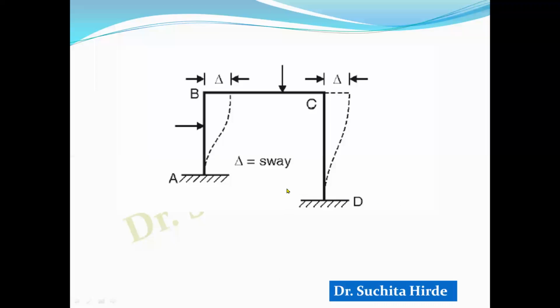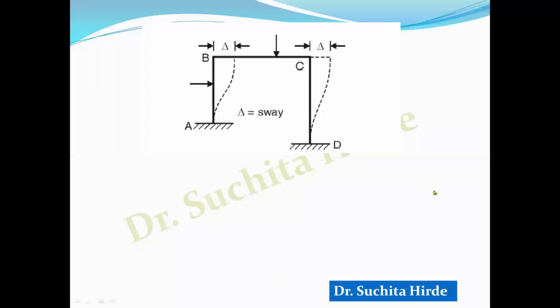Let us consider this unsymmetrical frame. The load is unsymmetrical, also the geometry is unsymmetrical. In such types of frames, there is a horizontal movement of the frame which is called sway. It is denoted by delta. Because of this delta, in addition to moments due to loads, moments are also developed due to this sway. So this is the additional moment which we have to consider while analyzing a frame subjected to sway.